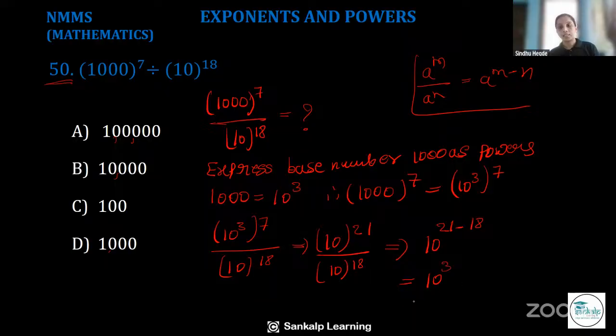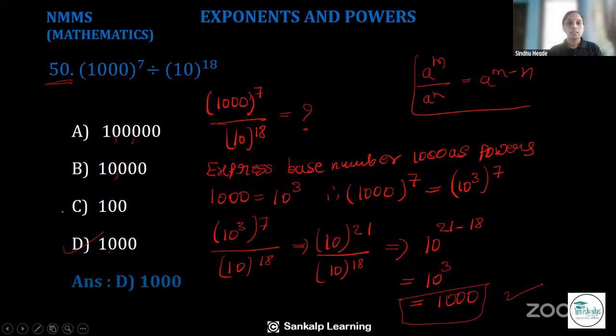10 raised to plus 3 is nothing but 10 into 10 into 10, it is 1000. So here the answer is 1000. Hence the correct option is option D, 1000.